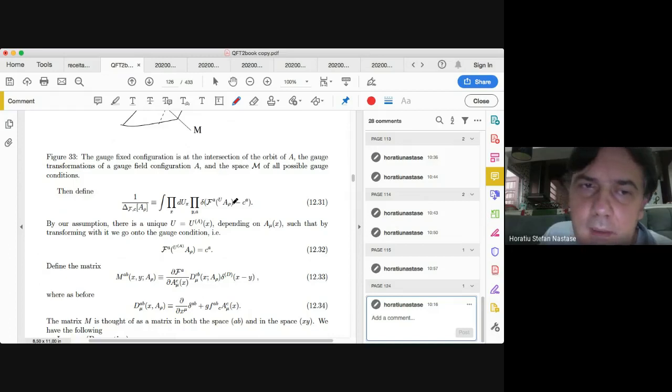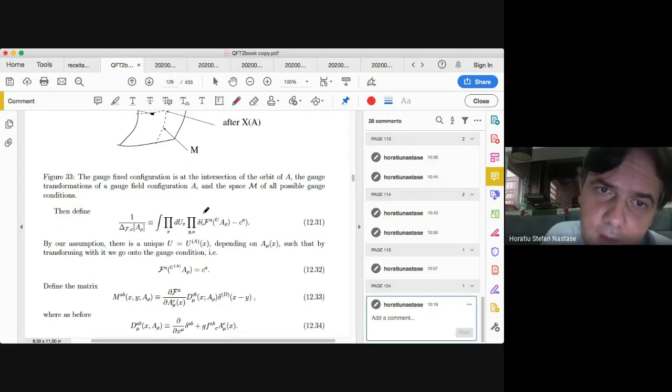Okay. So by our assumption, there's a unique U, which I will define as U with an upper index A, a unique transformation that takes the gauge field A into the gauge fixed field, which therefore means it takes this delta to zero.